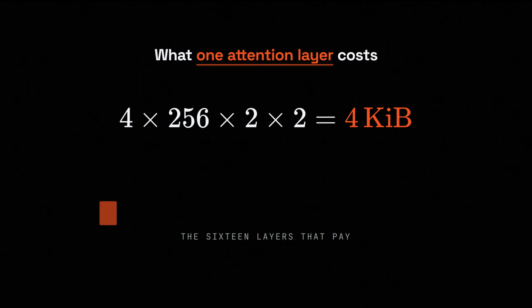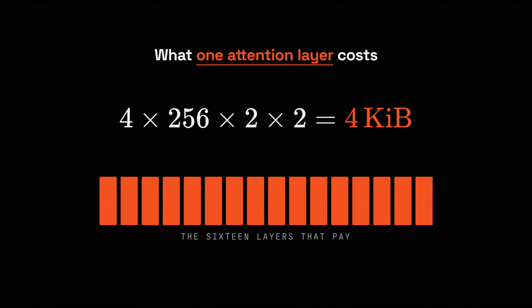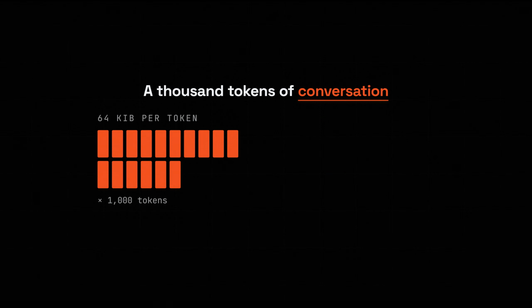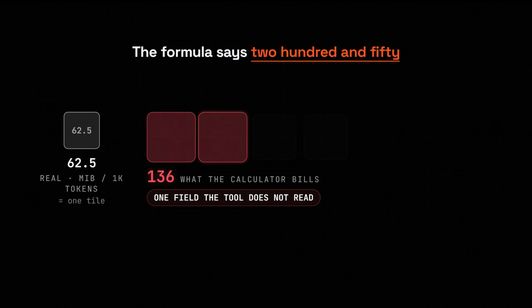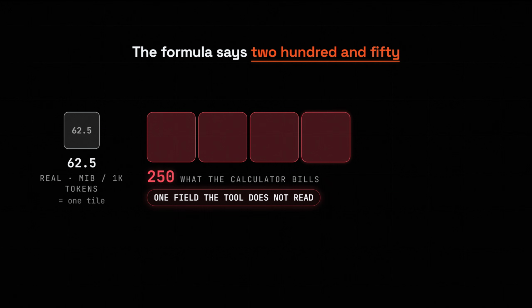4 key value heads. Head dimension 256, a key and a value, 2 bytes apiece. 4 kilobytes per layer per token. 16 layers of that is 64 kilobytes a token. Take 1,000 tokens of conversation and the whole cache is 62.5 megabytes. The formula every calculator runs says 250. Same model, same context, same config file. 4 times over, and the gap is one field the tool does not read.